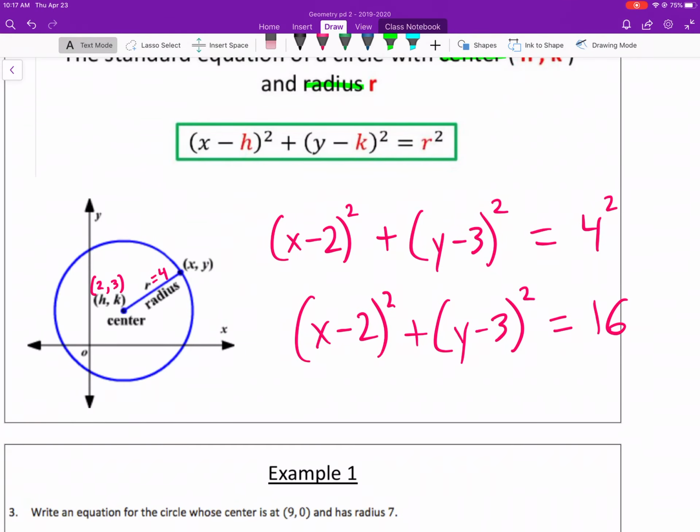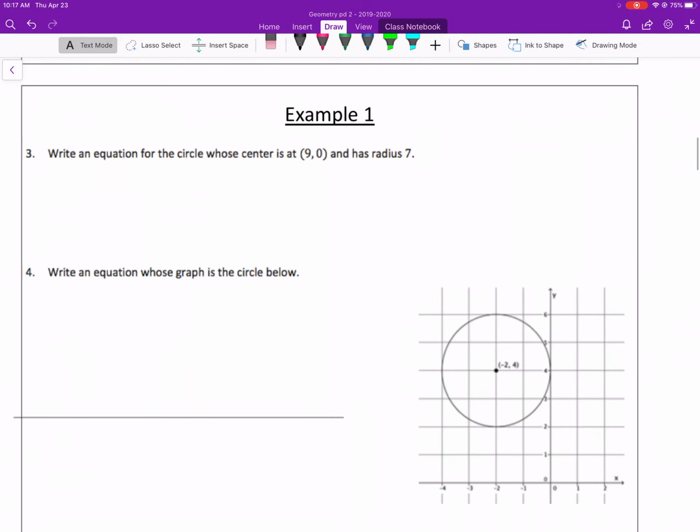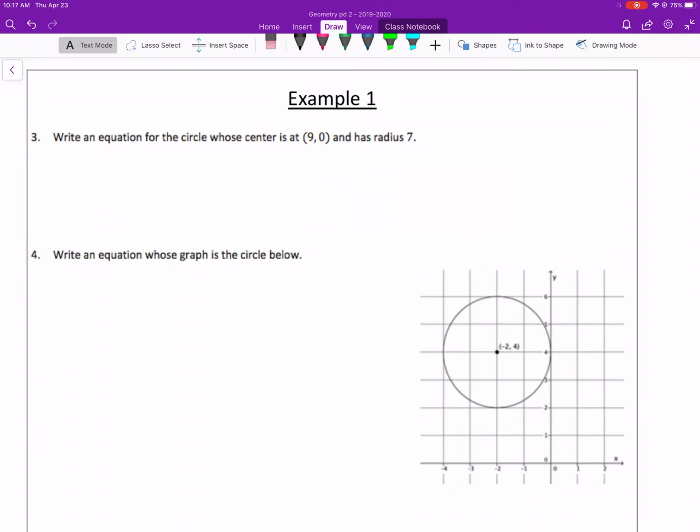Alright, so basically in today's lesson we're going to look at an equation like this, and we're going to be able to say, okay, this is the center point and this is the radius. And we're also going to do what we just did. We're going to be given the center and the radius, and we're going to have to write the equation. So example 1. Write an equation for the circle whose center is at (9, 0) and has radius of 7.